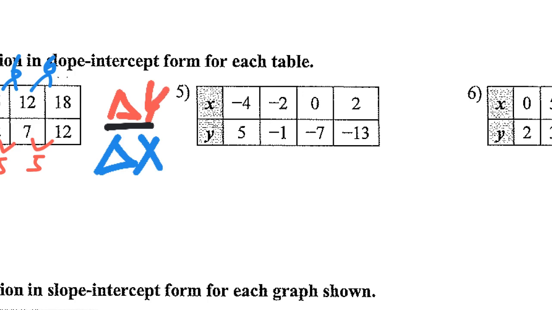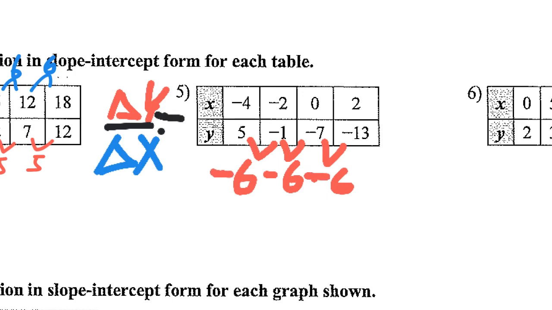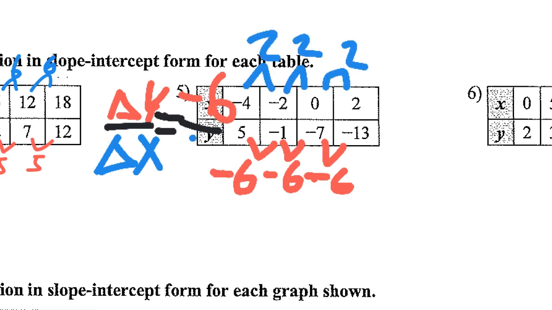So I'm going to look at all of my y's and how much they are changing by. This is doing -6 every time. Pretend like those are negatives and like you can actually read my 6. So my change of y is -6. Now my changes of x, I'm going up by 2 every time. So that's my slope right there.